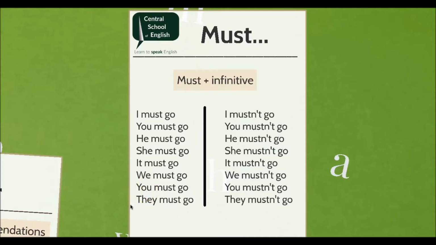To make a negative statement using the modal verb and the infinitive of the main verb go, we can say, I mustn't go, you mustn't go, he mustn't go, she mustn't go, it mustn't go, we mustn't go, you mustn't go, they mustn't go.